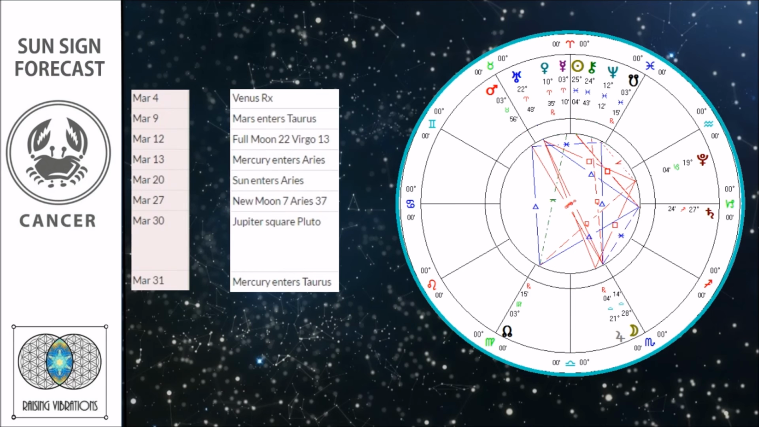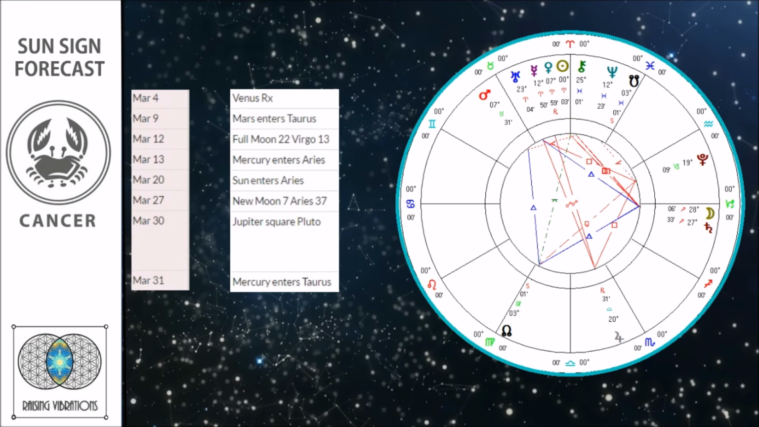So on the 20th of March, if you can see over here, the sun moves into your solar 10th house, and of course it moves into the constellation Aries. And again, like I said, the theme is completion, new beginnings. So Mercury is now in Aries, the sun is now in Aries, and we have had that full moon, okay?